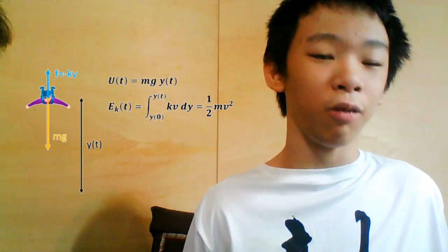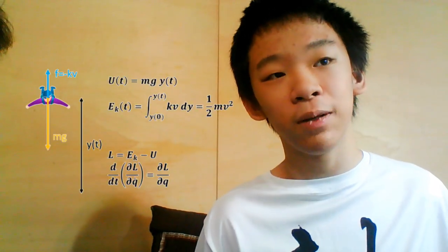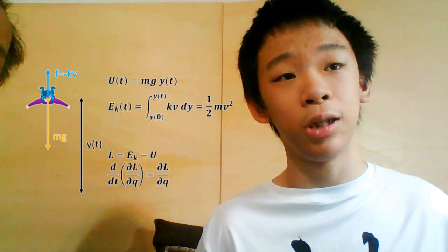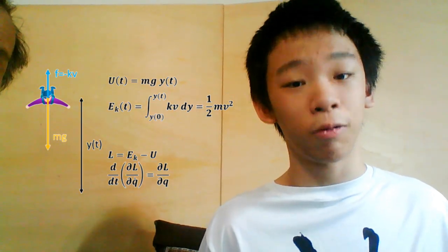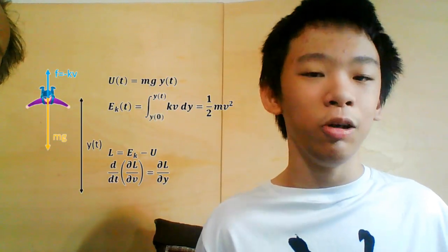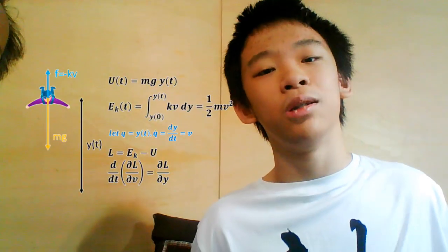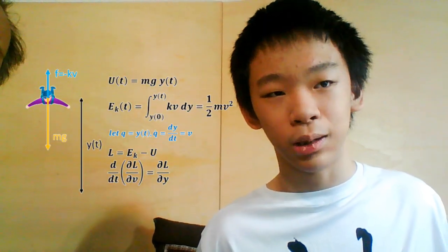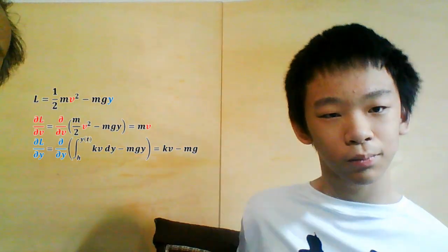Using the Euler-Lagrange equation, which says that the time derivative of partial L over partial q dot equals partial L over partial q, where L is the Lagrangian, which is the kinetic energy minus the potential energy. We're going to let q be the current position from the ground. So q dot equals dq over dt equals v will be the current velocity. The partial derivatives can be expressed like this.